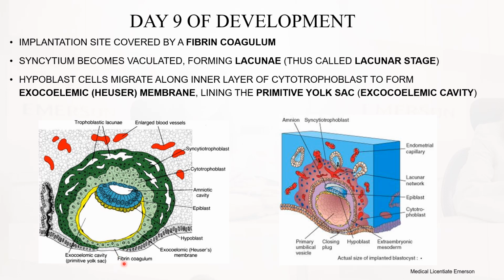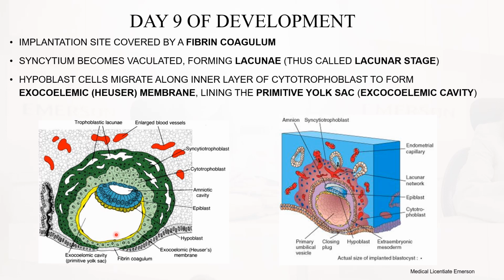Next, the syncytium becomes vacuolated, so meaning we have the enlarged blood vessels which are here. That's what we mean by vacuolated. So after it becomes vacuolated, then it becomes what we call a lacuna. So this is known as the lacuna stage. Then next, the hypoblast.